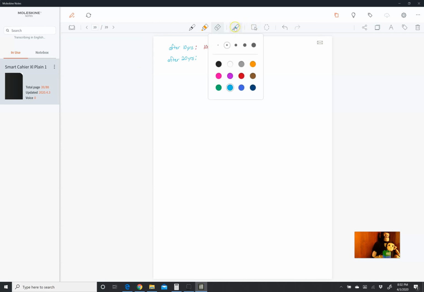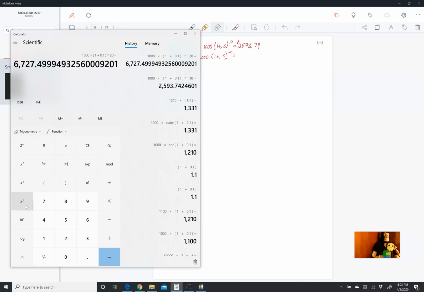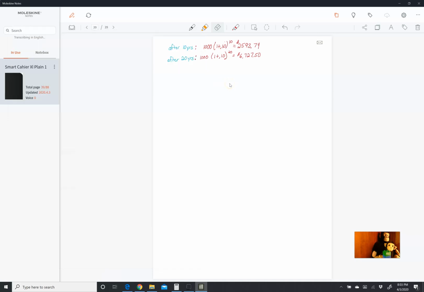Well, again, we could figure this out just by doing 1,000 times 1 plus 0.10 to the 20. And if we do that, we're going to use this x to the y again. We get $6,727.50. So we're rounding to the nearest hundredth. Okay? So let's come up with a general formula.